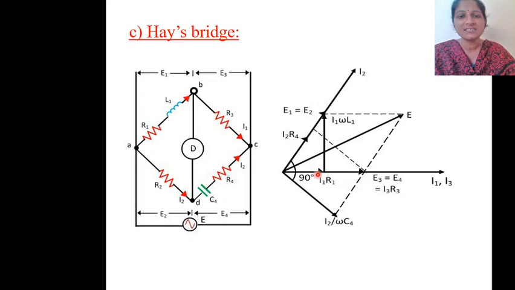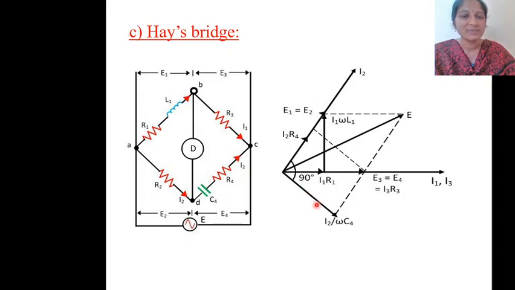So I1 is in this direction, so I1R3 will also be in the same direction. So this is E3 is equal to E4. So the sum of E3 and E1 will give you the total voltage E. And also the sum of E2 and E4 will also be equal to total voltage E. So this is how you need to draw the phasor diagram.